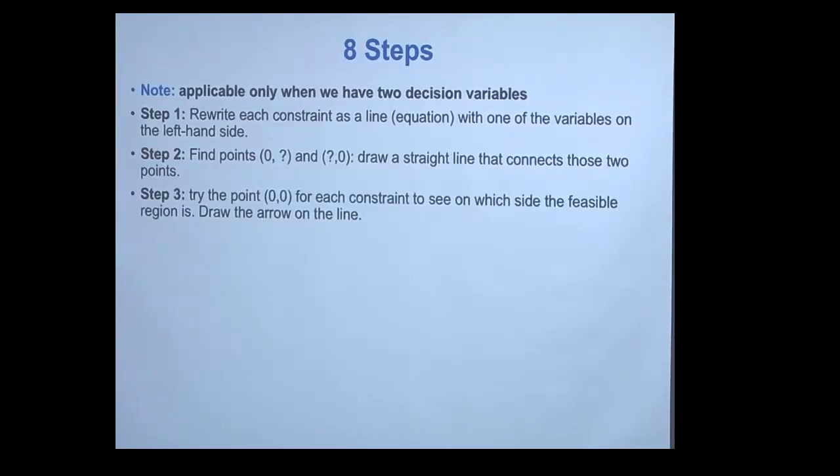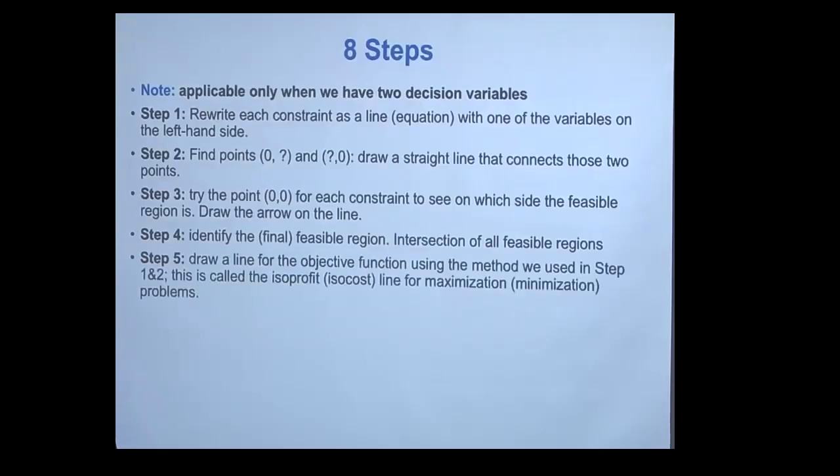Step 3, try the point 0, 0 for each constraint or for each line to decide if the feasible region is on the left side or right side of it. It's below it or above it. We'll do one in an example that helps us see how these are practiced, but I'm reviewing them first. Identify the final feasible region. After you do that for all the constraints, their intersection creates the feasible region.